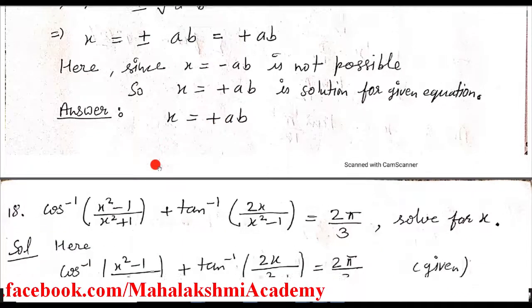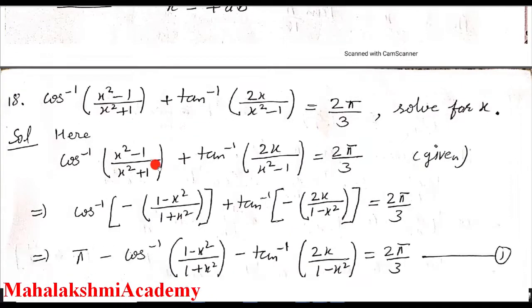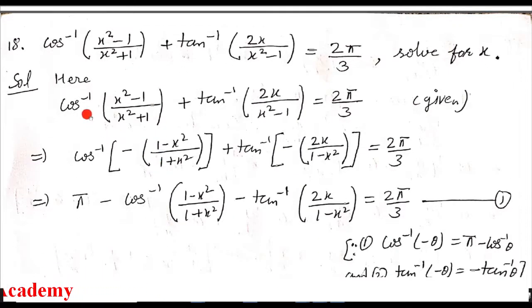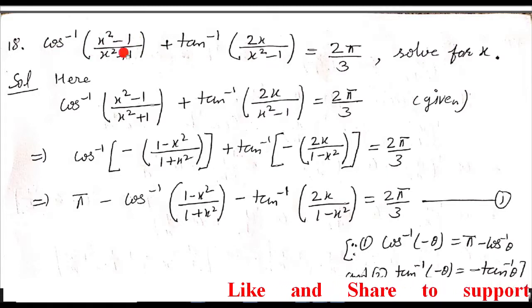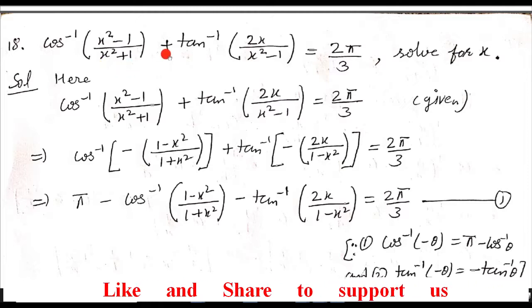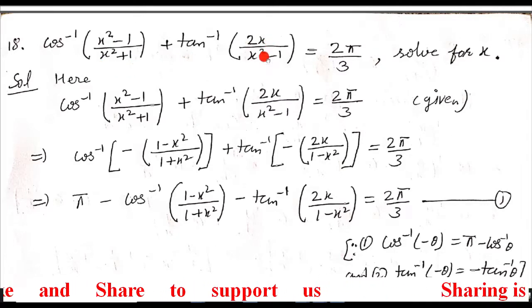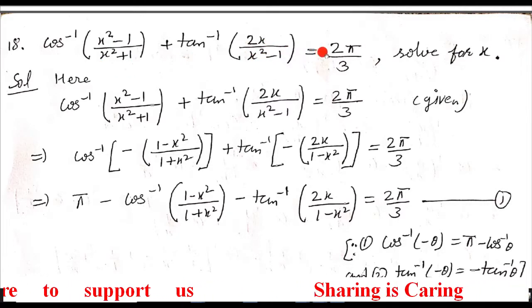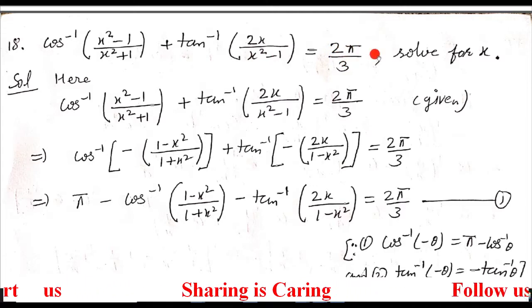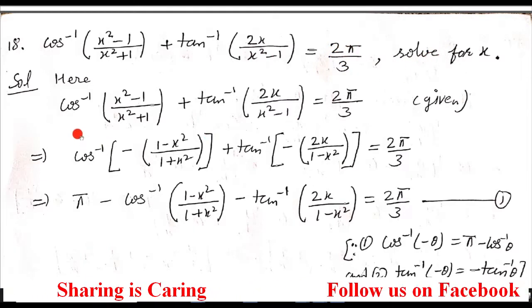Now in the same way we are going to solve the next question. Again we have to solve for x. So just see the question. It's a cos inverse of x square minus 1 upon x square plus 1 and tan inverse of 2x upon x square minus 1 is equal to 2 pi upon 3, and we have to solve for x.